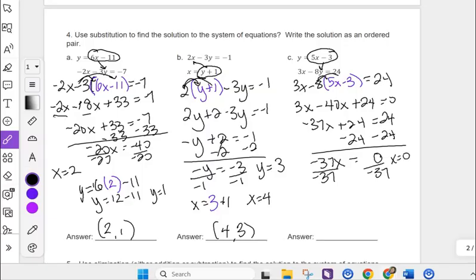X equals 0. Now I plug that back in. So y equals 5 times 0 minus 3. Y equals negative 3. So I have 0, negative 3.